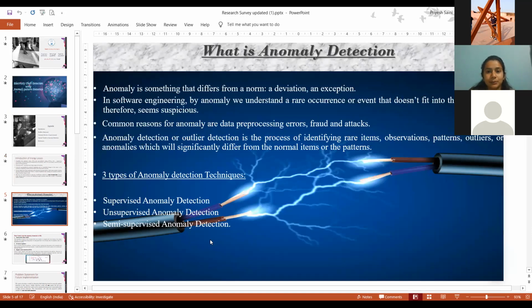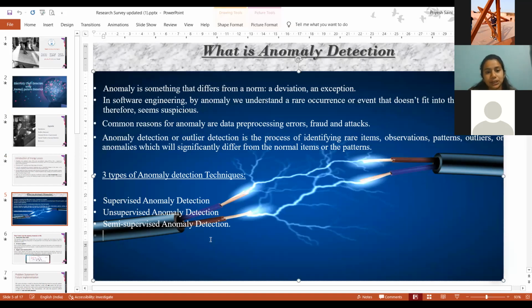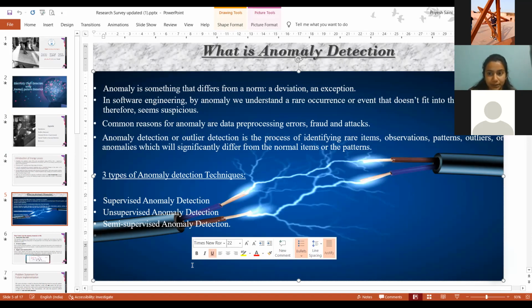Now, what do you mean by anomaly detection? Anomaly detection means a deviation from the normal. This is a method used to detect something which doesn't fit the normal behavior of a data set. Anomaly detection, or outlier detection, is the process of identifying rare items, observations, or abnormalities from the rest of the data. Those unusual things which occur in the data are known as outliers or peculiarities.